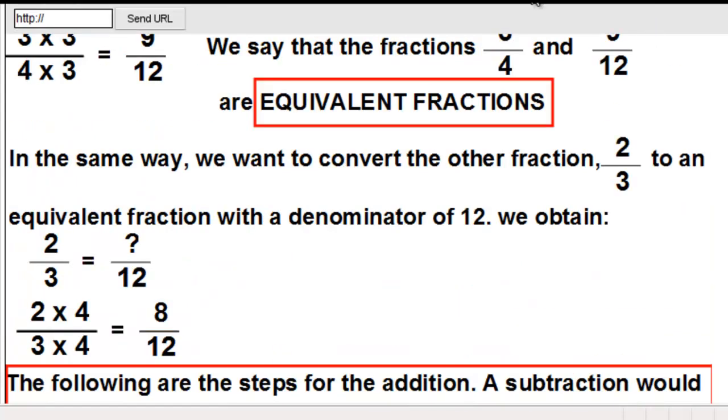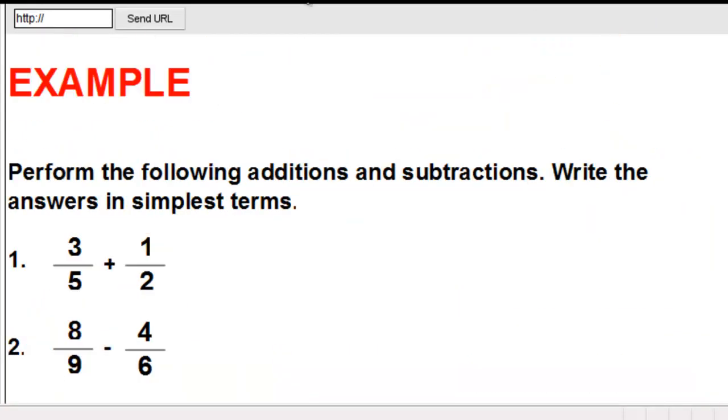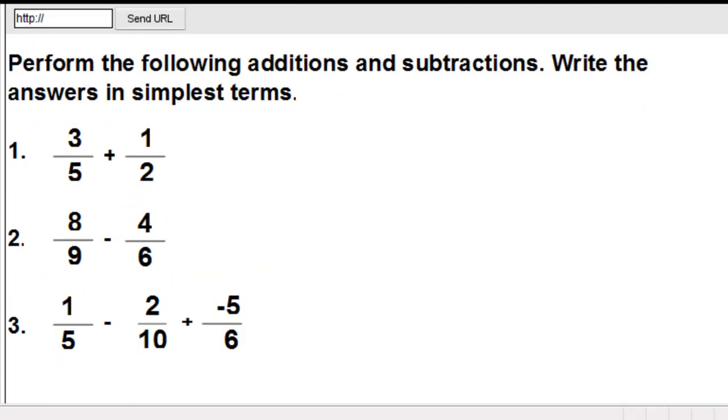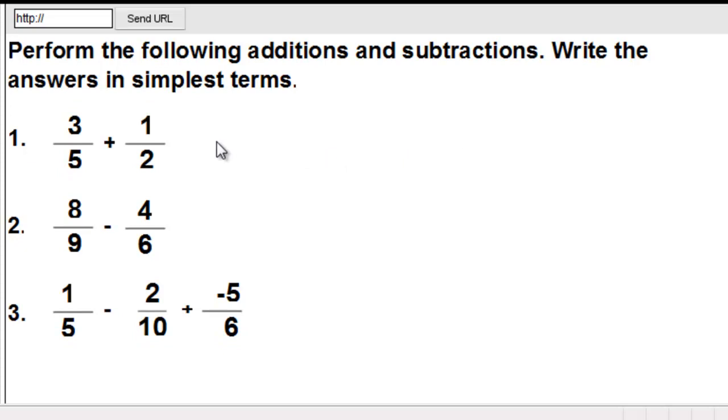All right, let's look at an example. Perform the following additions and subtractions. Write the answers in simplest terms. 3/5 plus 1/2, 8/9 minus 4/6, and 1/5 minus 2/10 plus negative 5/6.